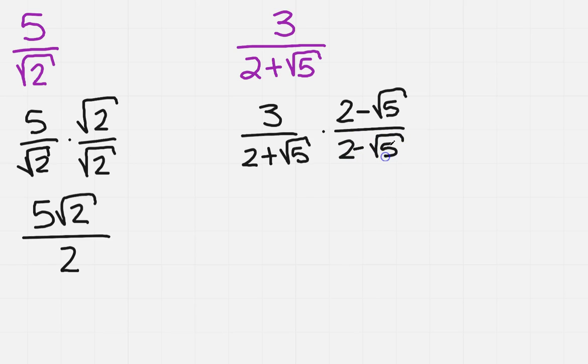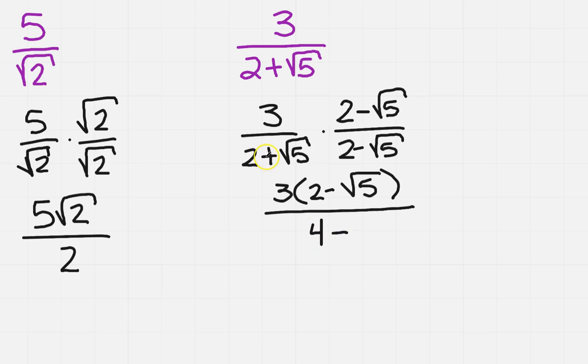Remember, the reason you do it on both is because anything over itself is 1, so it's like multiplying by 1. So on the top, I'm going to get 3 times 2 minus the square root of 5. And when we talked about conjugates, remember you're multiplying, it's kind of like when you did foiling and all that. So 2 squared is 4. I'm going to have a minus because it's positive times a negative is a negative. The square root of 5 times the square root of 5 is 5.